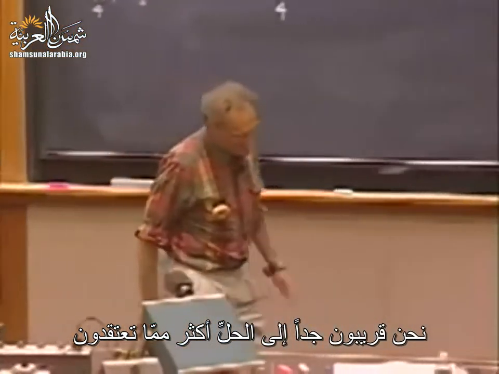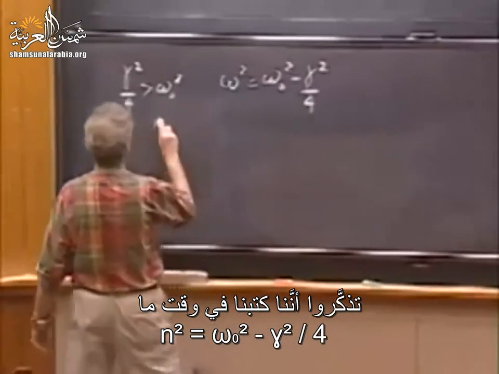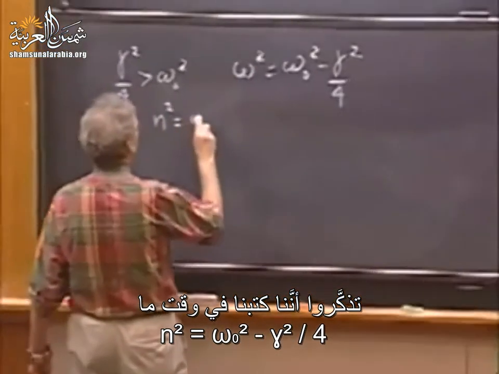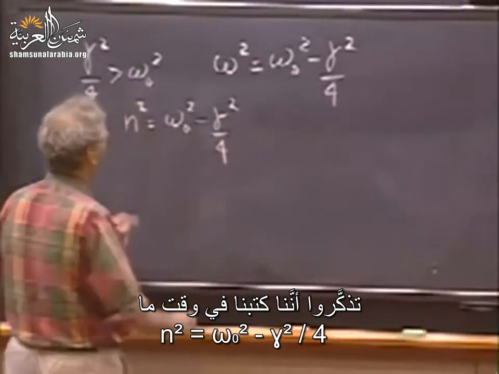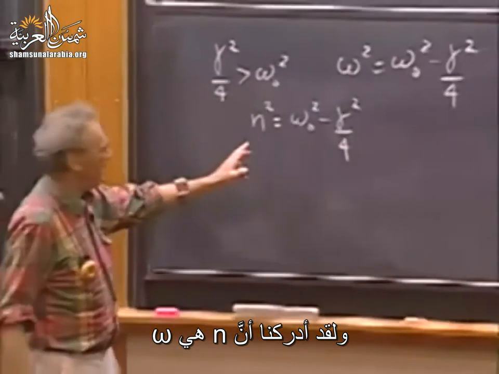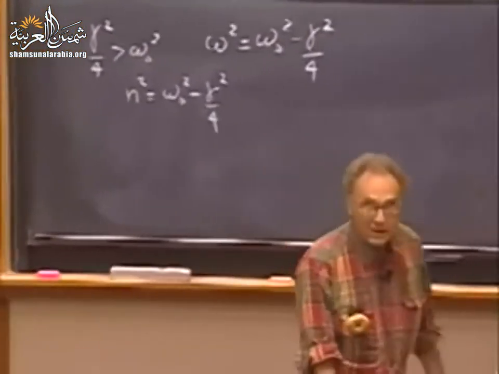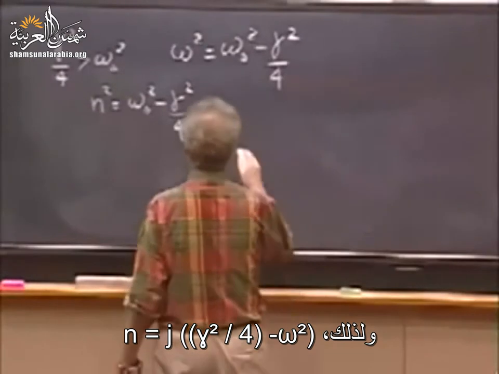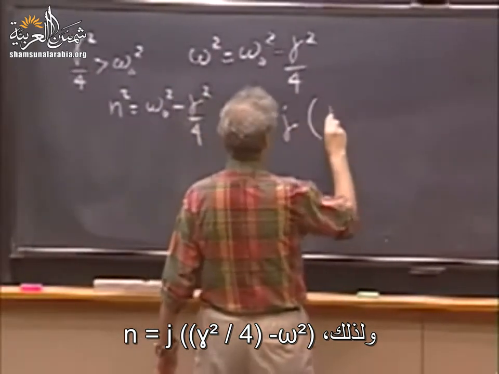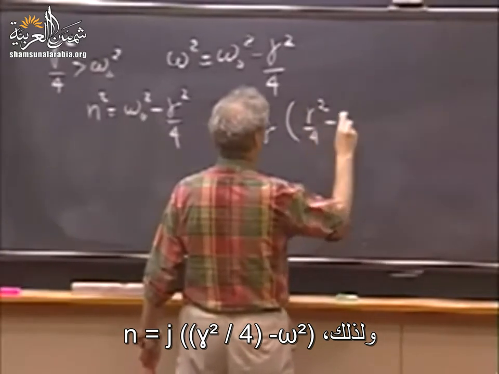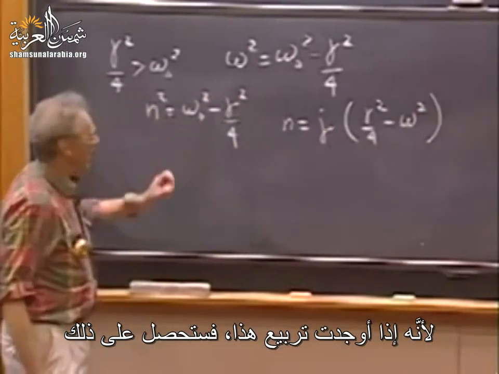We are closer to a solution than you may think. Remember, we did have at one point in time n squared equals omega 0 squared minus gamma squared over 4, and then we recognized that n really is omega. Well, n is therefore also j times gamma squared over 4 minus omega squared, because if you square this, you get that.